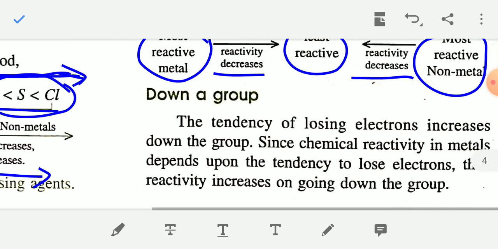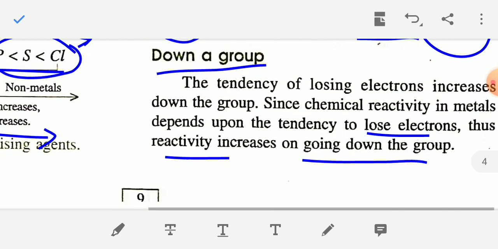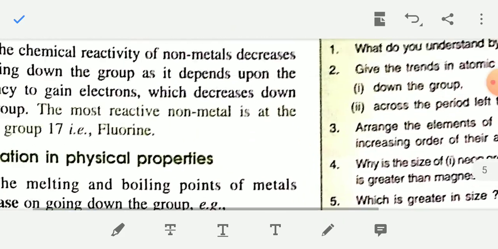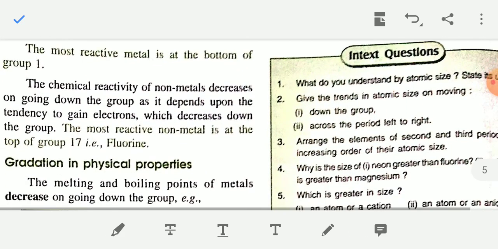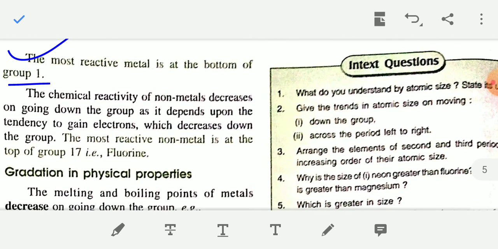Down the group, the tendency of losing electrons increases. Since chemical reactivity in metals depends upon the tendency to lose electrons, reactivity increases down the group. So the most reactive metal is at the bottom of group 1, that is, cesium. Actually, francium is the last element, but as francium is radioactive, its properties are not known. That's why you can say cesium is the most reactive metal.